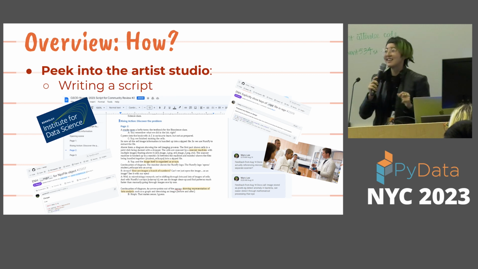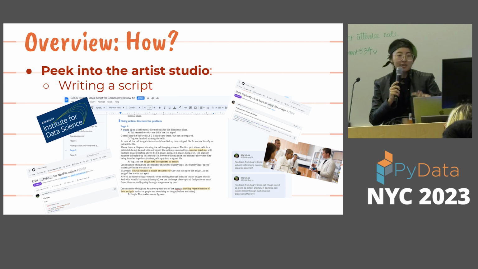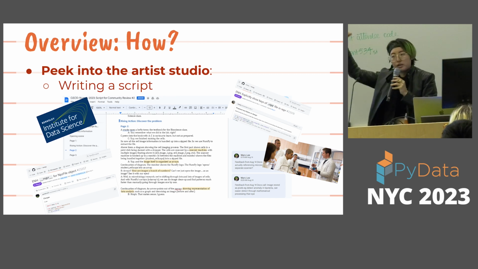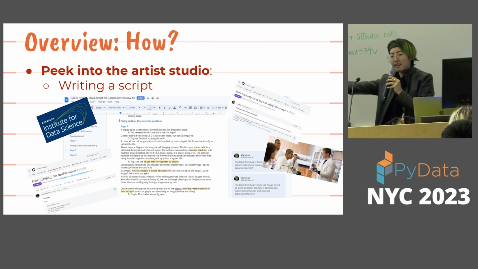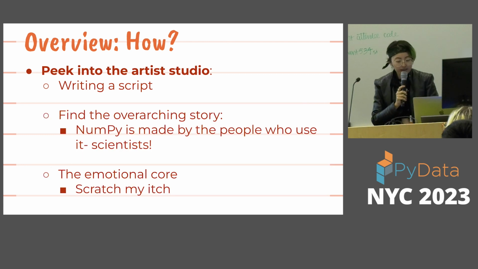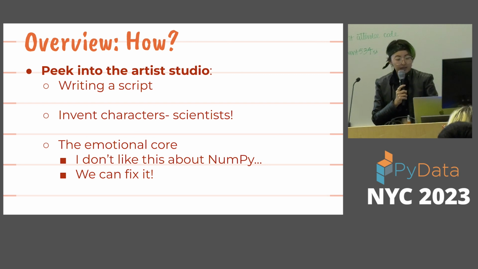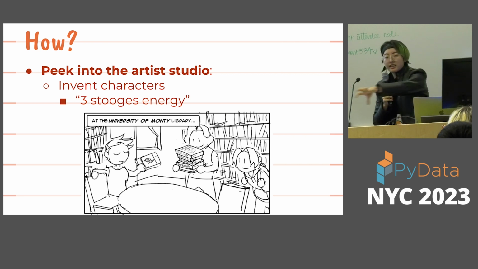Writing a script. This is kind of where it's pedal to the metal, where you just have to figure it out and kind of jump between the big picture and the small picture. And this ended up being a 12-page Google document covering 16 pages of a comic, where the narrative rises and falls, and with the characters, we add arcs, remove them. And I had to come back to the overarching story. NumPy is made by the people who use it, scientists. But also the emotional core of scratch my itch, or as described with the NPZ file problem earlier, I also have a problem dealing with NPZ files. This person brought up an issue, I want to fix it. And so taking that and bringing it, now mixing in the characters.